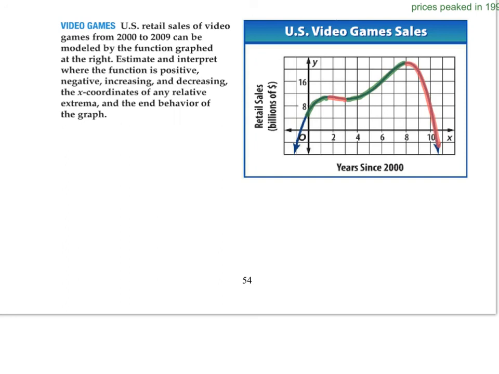Anytime there is a switch from increasing to decreasing or decreasing to increasing, we have those relative extrema. So here is a relative maximum and here is a relative maximum. So there's a relative maximum at about x equals 1.5 and x equals 8. So that means the video game sales peaked mid-2001 and in 2008. And you could call this an absolute maximum. That was the most that video game sales had ever been.